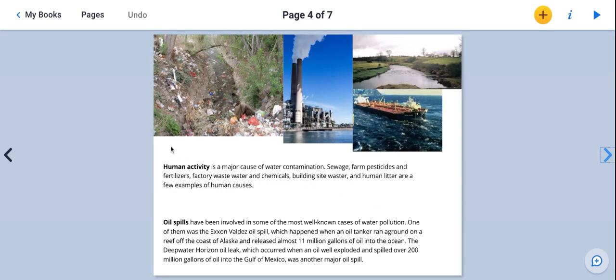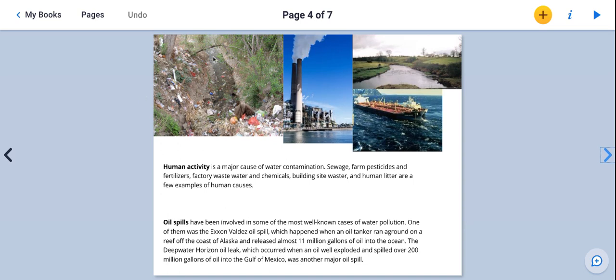Well, human activity is a big cause of water pollution. Have you ever been on a farm or been near a factory? Sometimes farms and factories can pump out water or fertilizer or pesticides into the river or into the lakes or into the sea, causing this to be polluted.